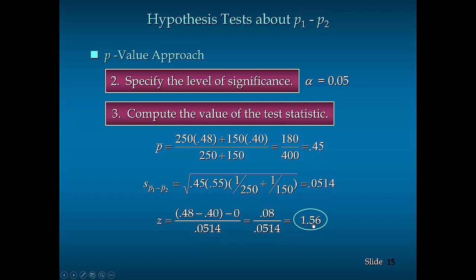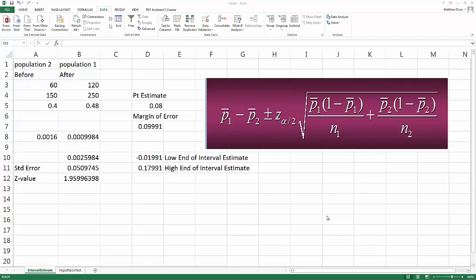We look that up in the z-table to find the p-value, and then we determine whether or not to reject the null hypothesis. So maybe let's do some of this in Excel to make sure that our numbers are doing the right thing.